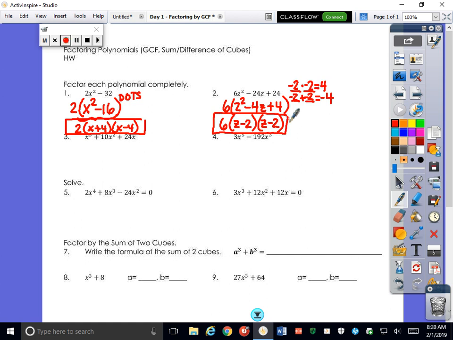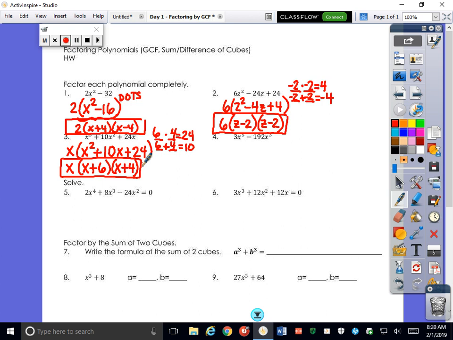On the next one, if you notice, they've got an x in common. All of them have x's, so we're going to factor out an x, leaving us with x squared plus 10x plus 24. Now, this can still be factored. We're looking for two factors of 24 that add up to 10, and that would be 6 and 4. 6 times 4 is 24, and 6 plus 4 is 10. So you have to keep the x in front, and then you're going to have an x plus 6 and an x plus 4.